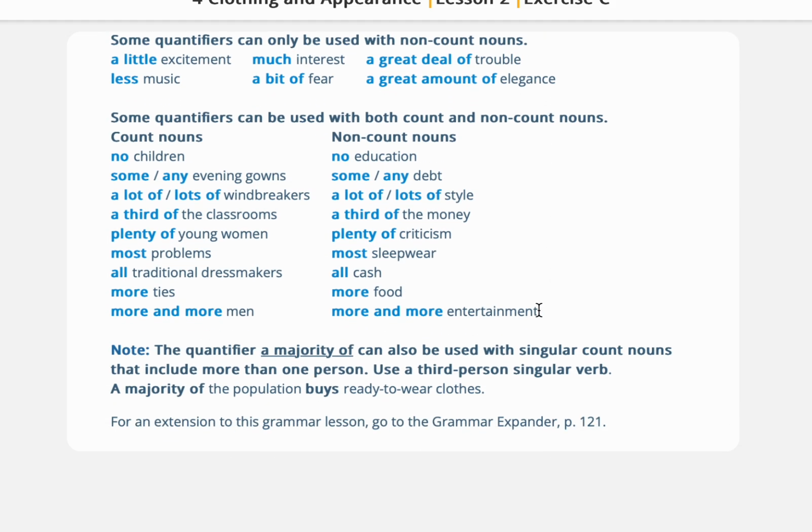Some quantifiers can be used with both countable nouns and non-countable nouns. So for example, these ones, okay, can be used with both. Yes, children is a countable noun because it's the plural form of child, but education is not a countable noun, it's just uncountable. Okay, so here we have many more that can be used with both.